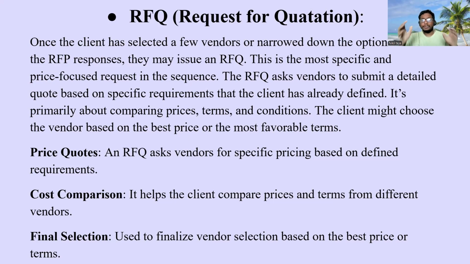Like in RFI, let's assume by sending RFI, you got 100 vendors. In the RFP phase, you will be cutting off some vendors, and you will be having only 50 vendors. So you will be cutting off the other 50 vendors.